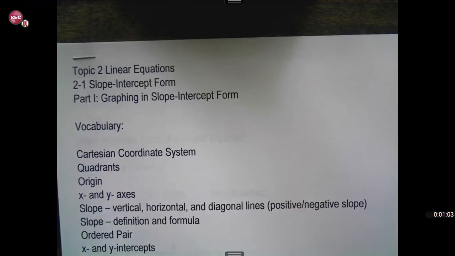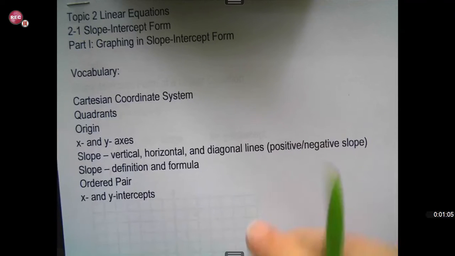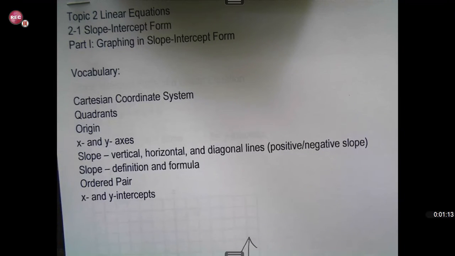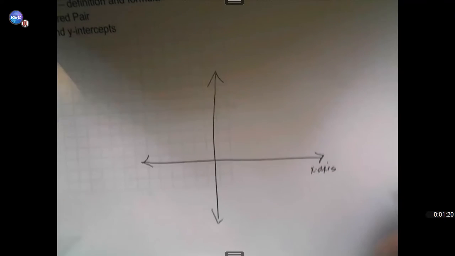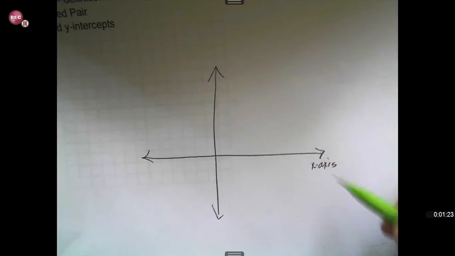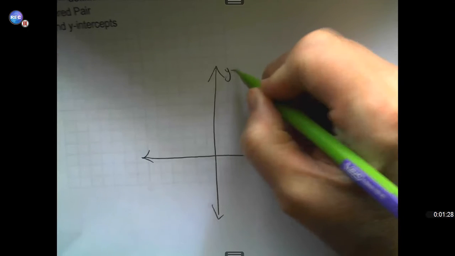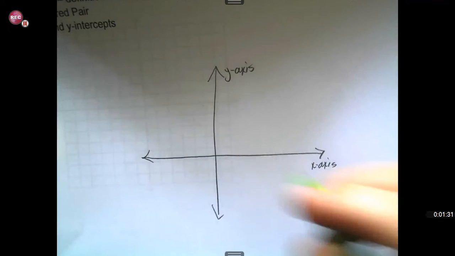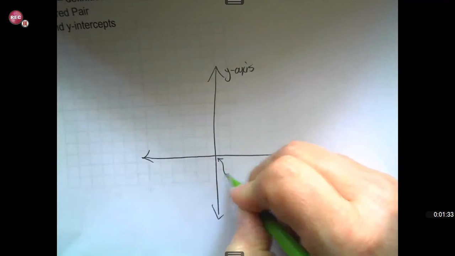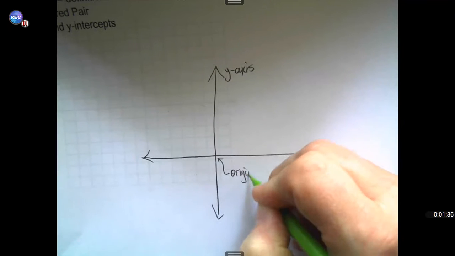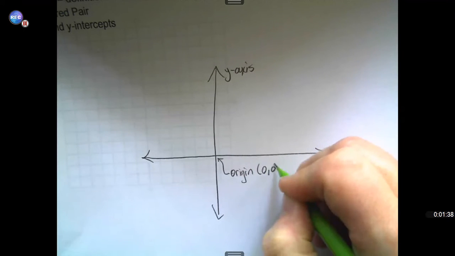Just some vocabulary. The coordinate system where we plot points. This is our x-axis. Sorry. This is our x-axis. The horizontal axis is the x-axis. The vertical axis is the y-axis. The point where they intersect is referred to as the origin, and it has coordinates 0, 0.